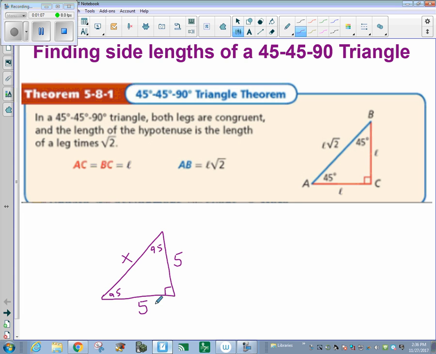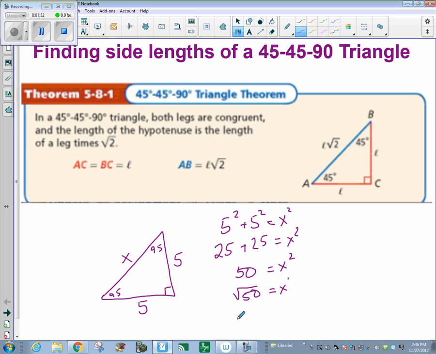All right, so I've got these two right here. I've got 5 and 5. So I say 5 squared plus 5 squared are my two legs. That'll equal the hypotenuse squared. Well, 5 squared is 25, and that equals x squared. If I combine those two together, I get 50 equals x squared. Then I take the square root of both sides, so the square root of 50 is equal to x.